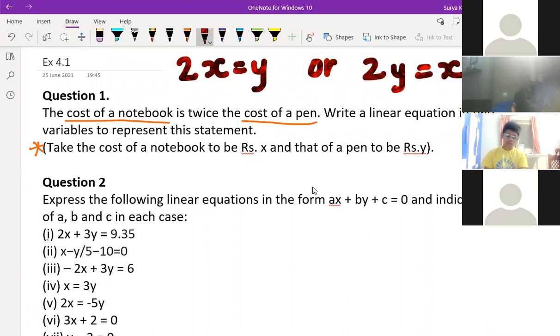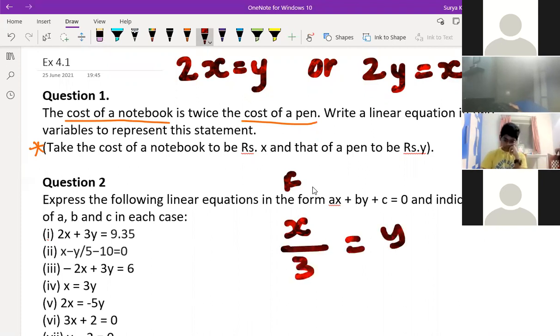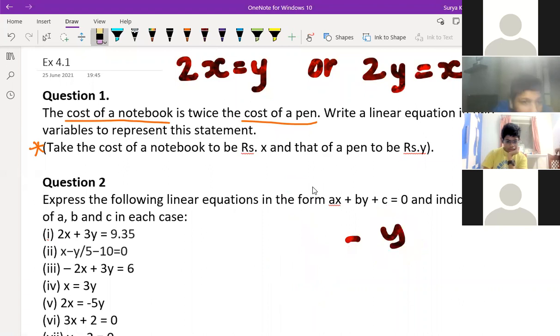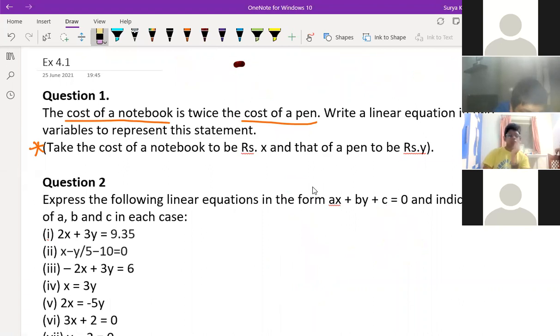Sir, if x is our father's age. Okay, fine. So x divided by 3 is equal to y. So y is our age. For this, dad's age is 45, you can do this. Yeah, this you can do. But it depends on the question, how 3 times or 4 times they give. Is this clear, children, what to write here in this case?